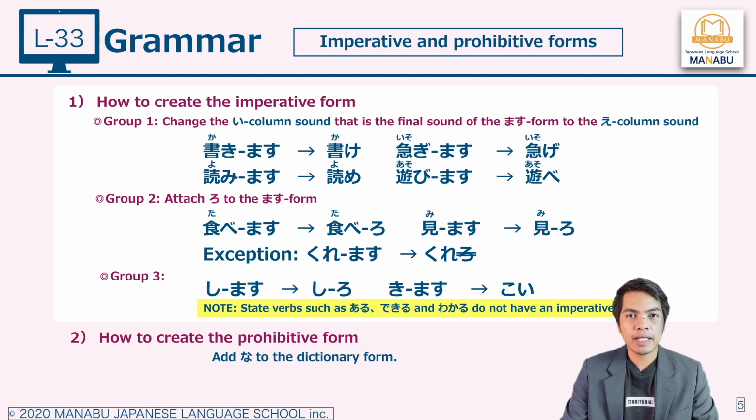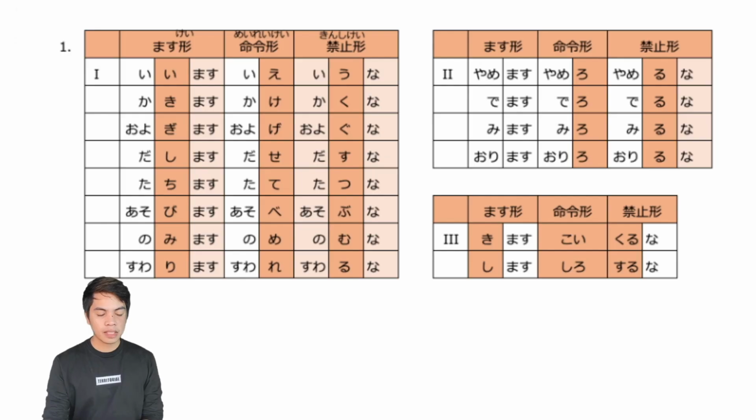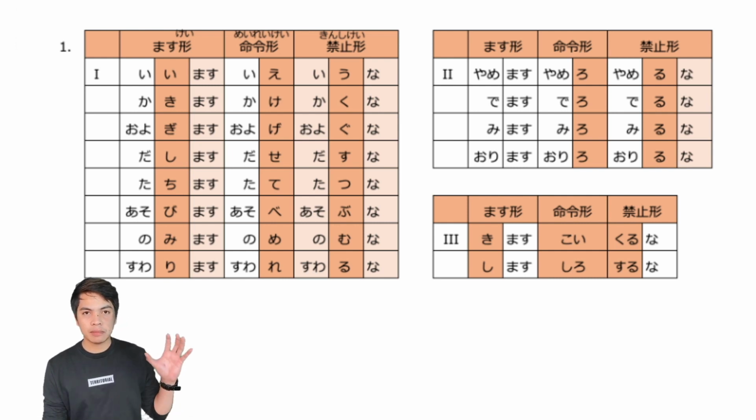I already made a video where I explained how to create the imperative form and the prohibitive form of the verbs in my lecture video, so please watch. Let's start from group 1. Once again, if we remove the masu of the group 1 verbs, the last characters are I sound characters.